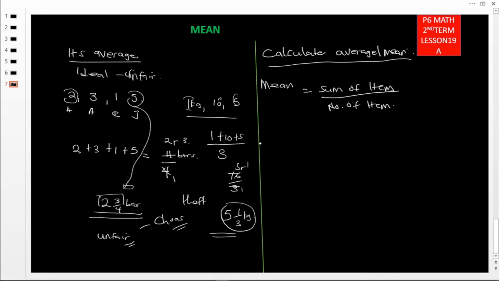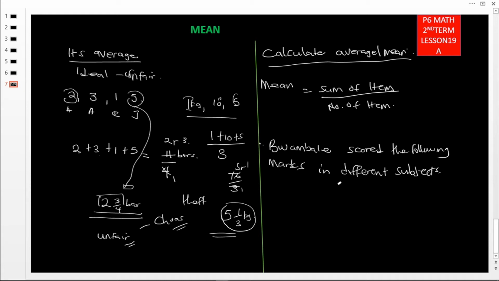Let us get our first example here. So the first example is saying that Bwambale scored the following marks. Bwambale scored the following what? The following marks. Bwambale scored the following marks in different subjects. In different subjects here. Okay, so yeah, he had 70, then an 80, then 65, then 45. I don't know which subject was this where he got 45. I think anyway, this is 90 and also a 70. So our question is find Bwambale's mean.